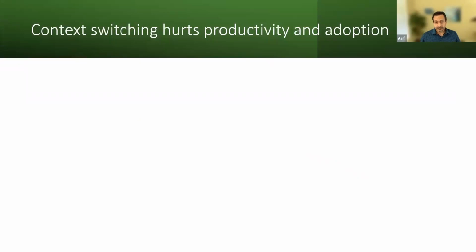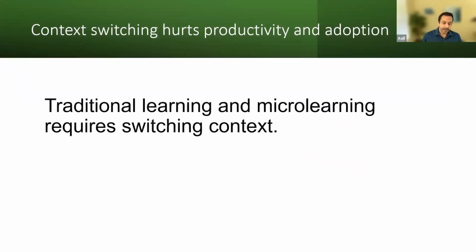Switching context does hurt productivity and hurts adoption of whatever it is that you're trying to get people to adopt. That's a fact, okay? So in my opinion, traditional learning, regular macro learning, microlearning, all of them require switching that context. I have to zoom out from what I was doing, go somewhere, zoom in to what needs to be done. In my case, I was looking for some specific information, then come back to the task at hand.